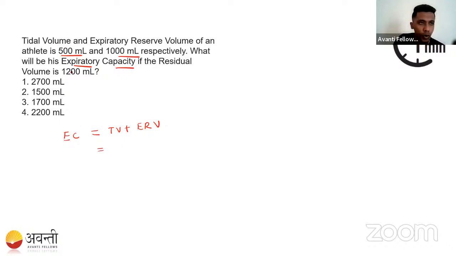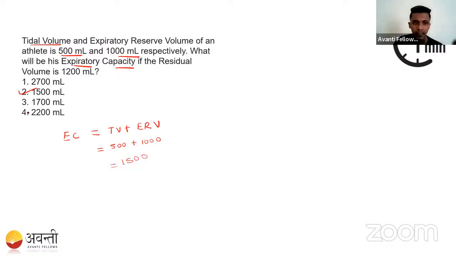So according to our question, what is given? What is our tidal volume of an athlete? It is 500 ml. So we'll put 500 ml here. And then what is our expiratory reserve volume? Expiratory reserve volume is given as 1000 ml. So add 1000 ml here. Don't get tempted by 1200 ml. So we will get directly 1500 ml. So our option 2 is correct.